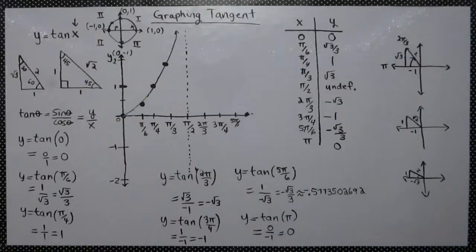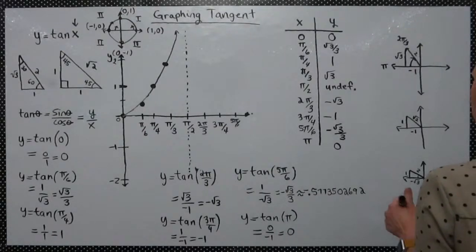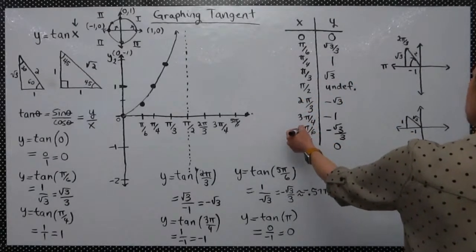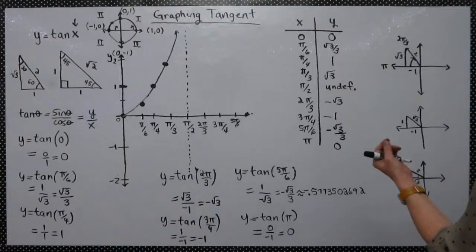Maybe it's the way that I have these. Maybe I didn't mess up the order. So we've got pi over 2, 2 pi over 3, 3 pi over 4, and 5 pi over 6, and pi.